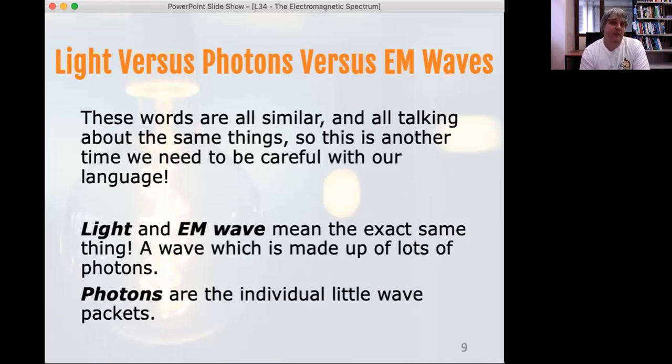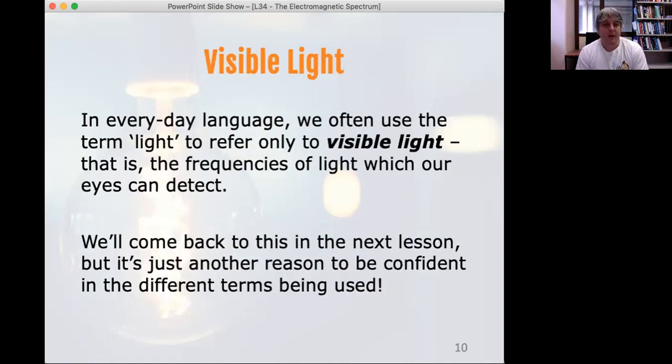But for our purposes, we treat photons as little particles when we get into particle physics, which we're not going to get into, unfortunately. It's a very interesting area, but we don't have the time for it in this course. So we just talk about photons as little packets of energy, and we talk about light and electromagnetic wave as being just the same thing, light and waves.